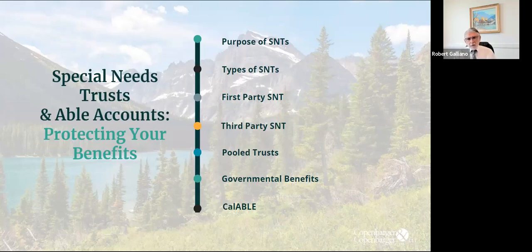So I will be talking about the purpose of special needs trust. I will address the different types of special needs trust: the first party trust, what it is, third party trust, what it is, and pool trust, what they are. And I will talk about the governmental benefits that generally go with individuals who need special needs trust. And then I will talk about another subject, the ABLE account, but I will address California's ABLE account, which is called CalABLE.